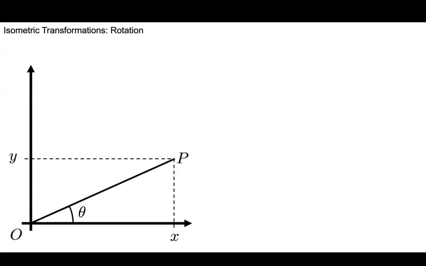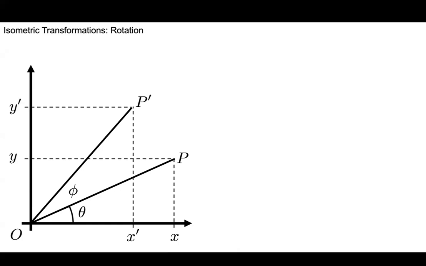Another isometric transformation is the rotation. Again, we have point P. The vector representing it starts from the origin and goes all the way to P. That vector makes an angle theta with the x-axis. Let's rotate it by an angle phi. The position of P changes to P prime, but the length of the line doesn't change. So x goes to x prime and y goes to y prime.